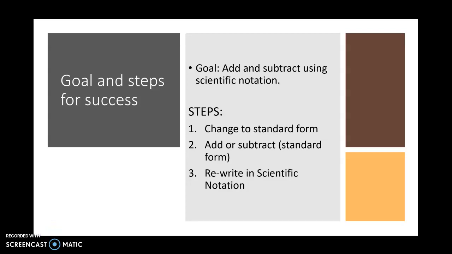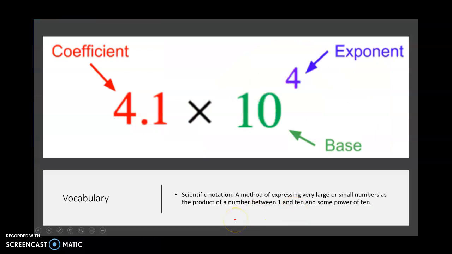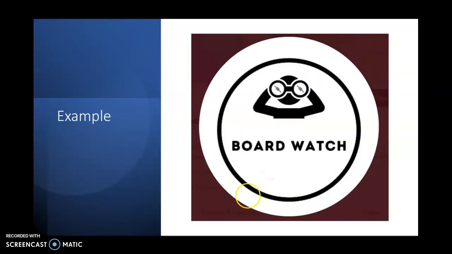We are adding and subtracting using scientific notation. Here are the steps. We're going to change to standard form, then add or subtract in standard form, and then put it back into scientific notation. Our vocab: this is called a coefficient out front. This is our base, that's always 10, and our exponent. This is how we write in scientific notation. In scientific notation, we just write really big numbers and really small numbers in a smaller way.